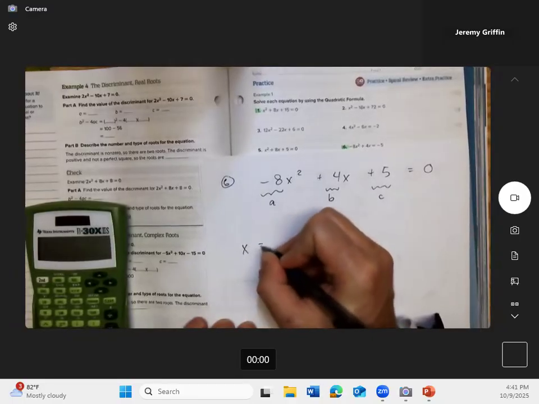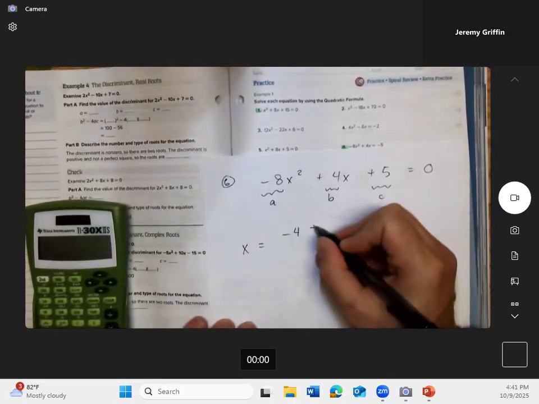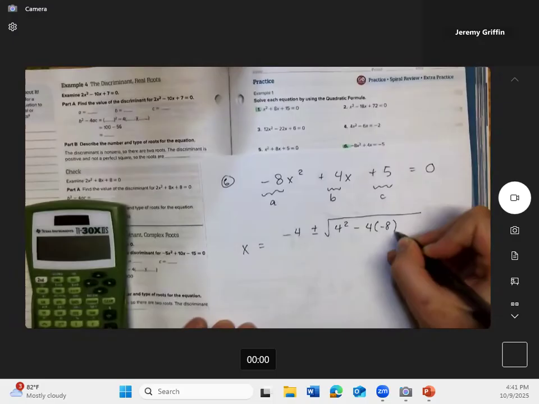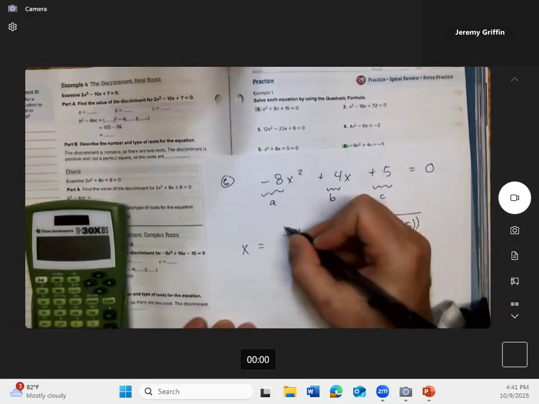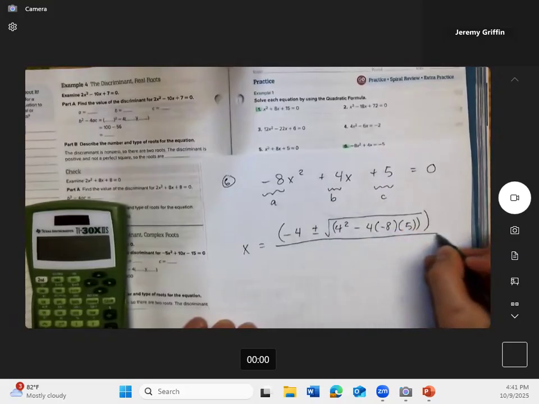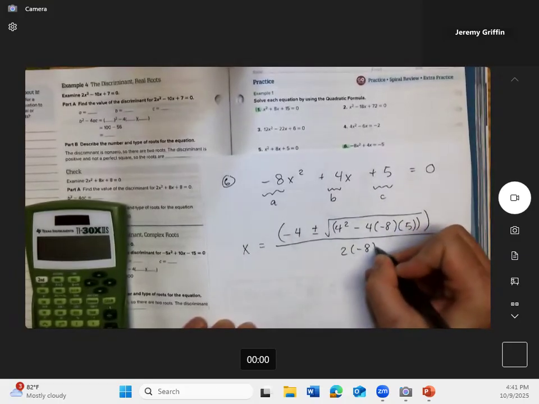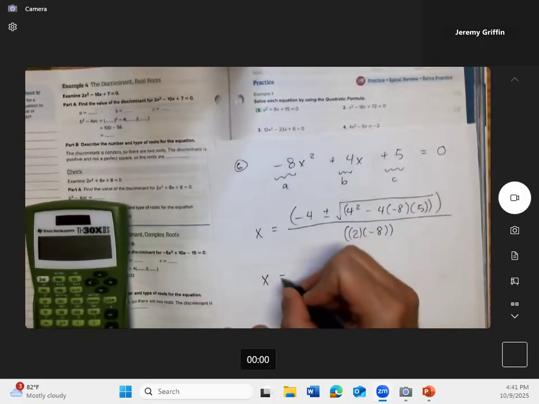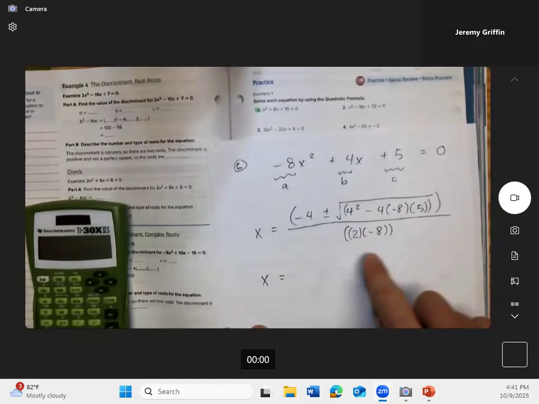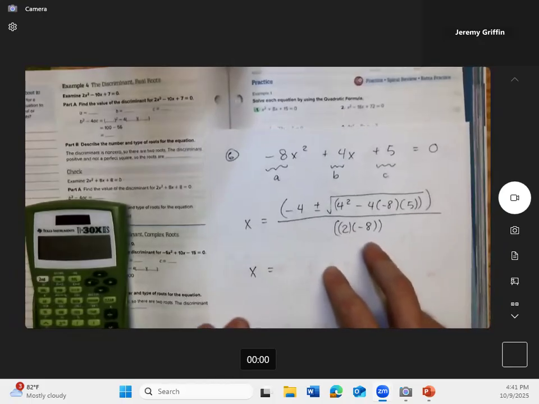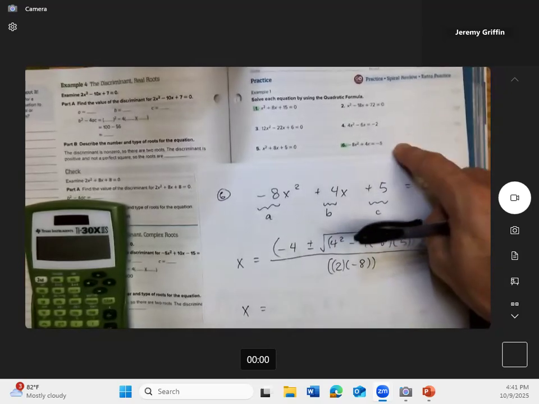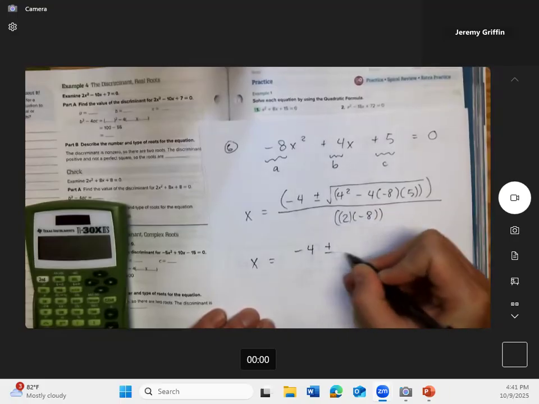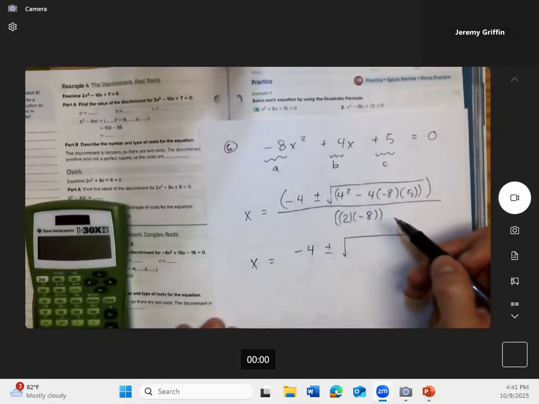So x will be negative b, which is negative 4, plus or minus the square root of b squared minus 4ac, all divided by 2a. Now a is a negative value, so watch for the negatives. Careful about that. I'm going to throw in a middle step here before I put this in the calculator, because I forget what the answer is, but I'm suspecting it might involve imaginary numbers. I don't know, but we'll see. Negative 4 plus or minus square root of. Wait. Oh, actually, you know what?